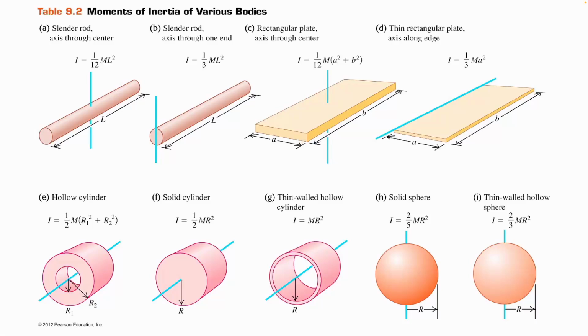Now I'm going to switch to B. A was 1/12 ml squared, and B is 1/3. What's the difference? Where's the axis of rotation? Instead of in the middle, where it's 1/12, I'm now going to do it around the outside. That was not an exaggeration. Why is it so much harder for me to get this thing to turn over if I hold it on one end?